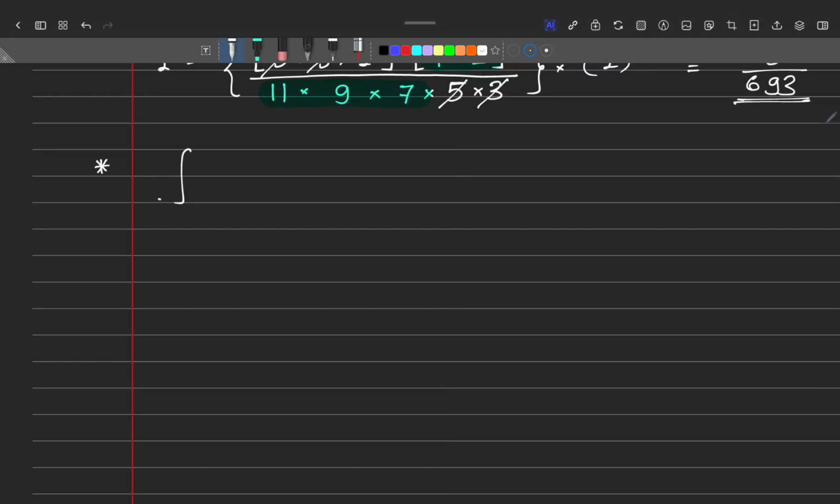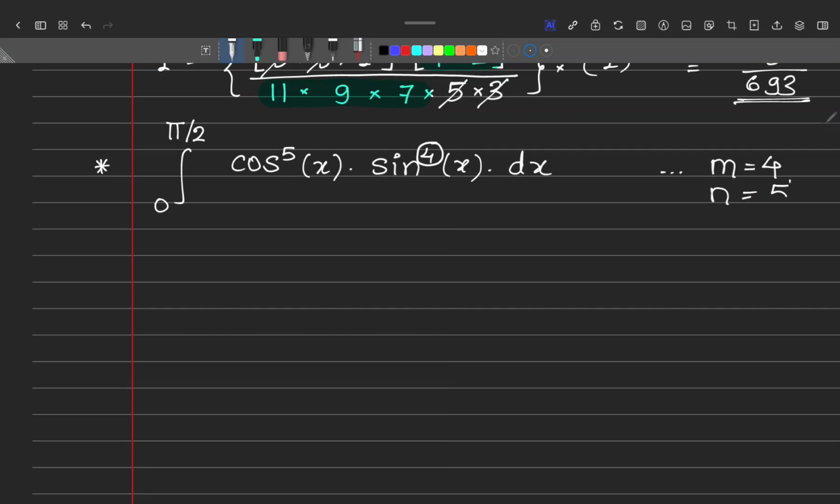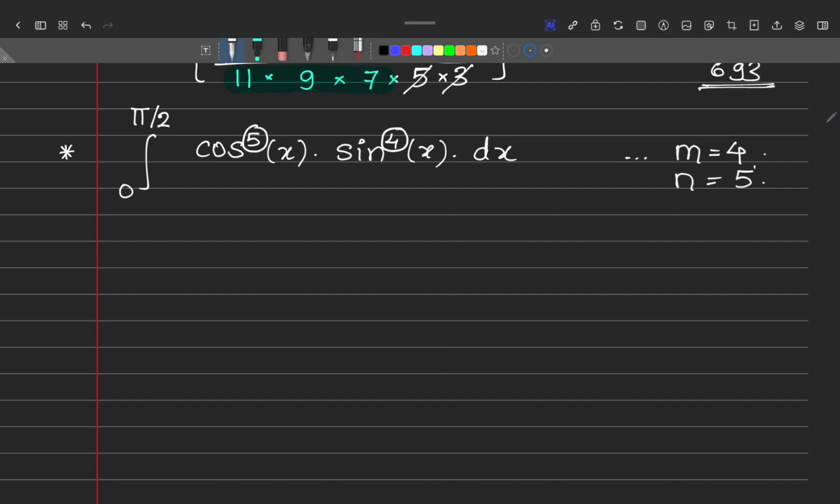Similarly, if you take integration from 0 to pi by 2 of cos raised to 5x into sine raised to 4x dx, and compare, m is your power of the sine function, which is 4, and the value of n is the power of the cosine term, which is 5. Look at this, one is odd, one is even, which means we are dealing with the otherwise case, so after the bracket we have to take 1, right?